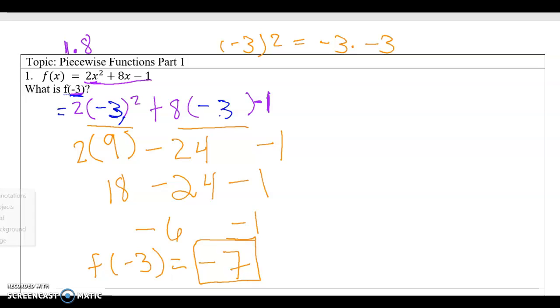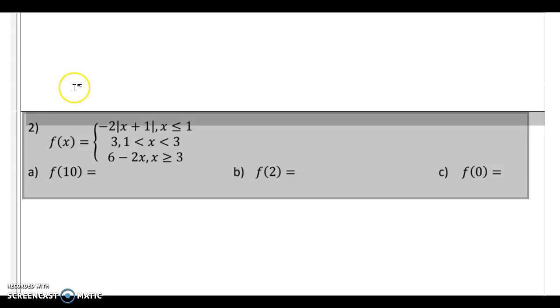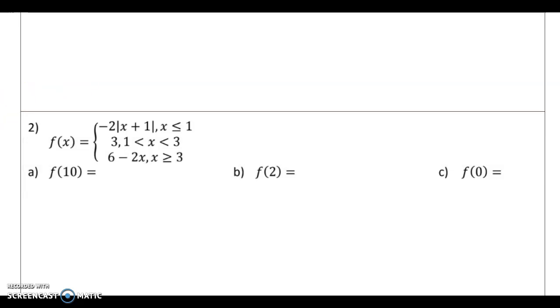So now that I'm done with that one, I'm going to talk about piecewise functions. So piecewise functions are very similar to just functions. They are functions, but they have a domain restriction. So that means each one of these domain restrictions makes it a different piece. So the first thing that you have to do is figure out which piece of the function I am going to use.